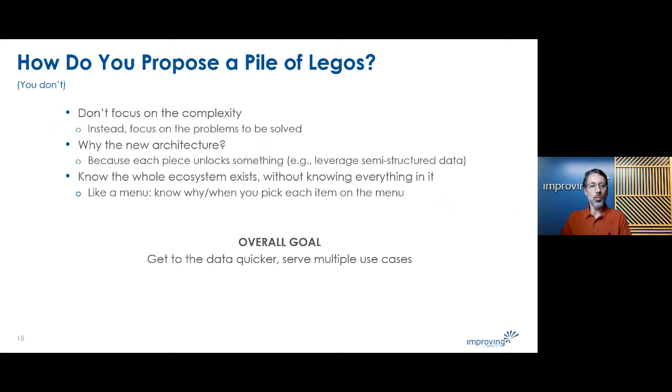So then, why the new architecture? That becomes a question in people's minds. Well, it's because each piece of the architecture unlocks something and solves a problem. For example, leveraging all this unstructured and semi-structured data we have, which we're not taking advantage of yet.